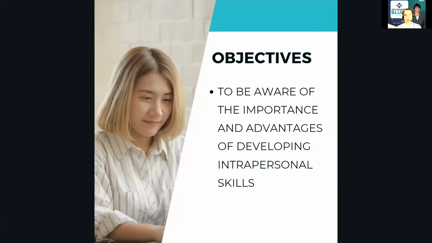For our first objective, we want to be aware of the importance as well as the advantages of developing intrapersonal communication skills. Why is it important for us individuals, students, professionals, young and old alike, to develop intrapersonal communication skills? And what do these skills have to do with our daily life activities?